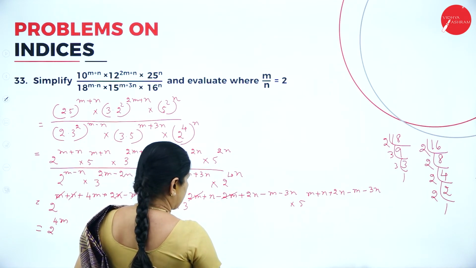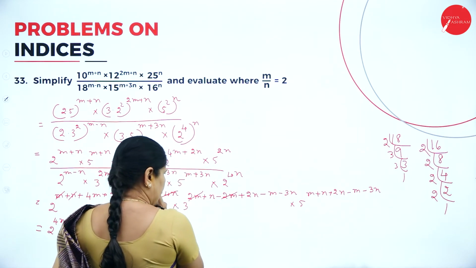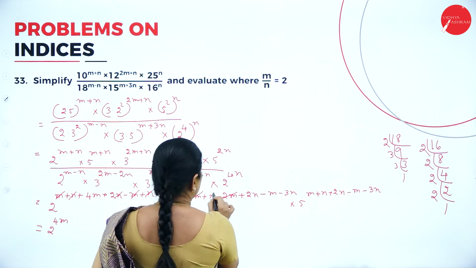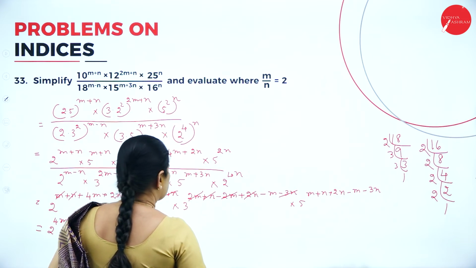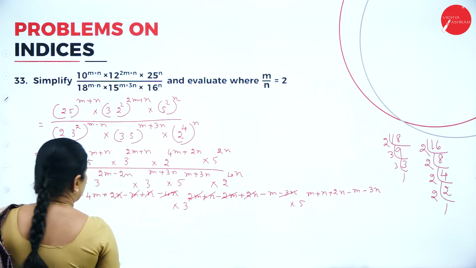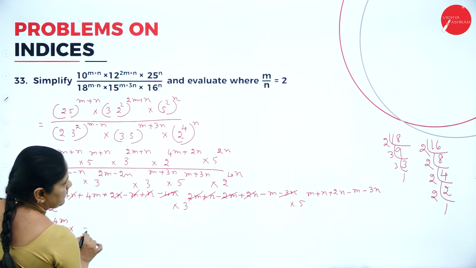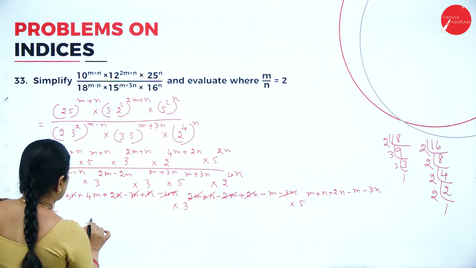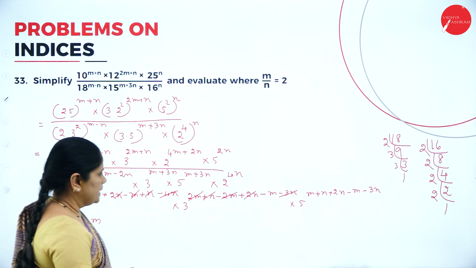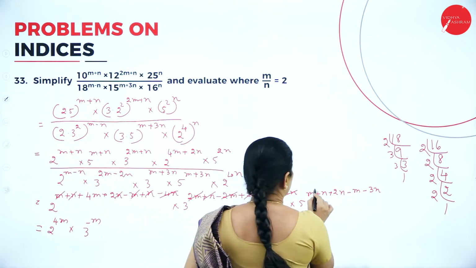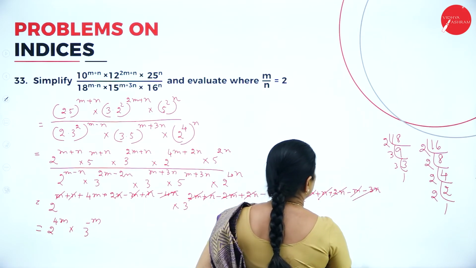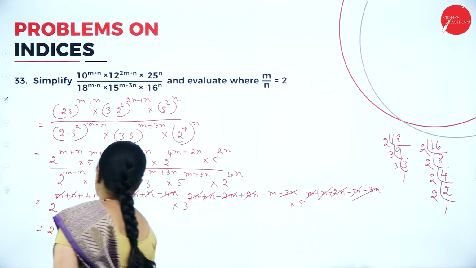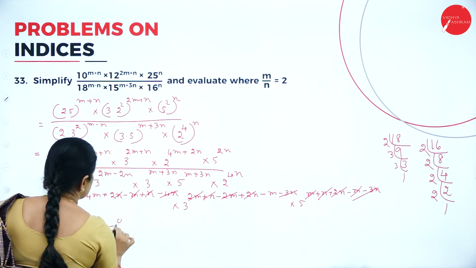Then I have here 2n plus n, 3n, and it gets cancelled by minus 3n. I am left with into 3 to the power of minus m. Then next I have plus m, minus m gets cancelled. Then this 3 gets cancelled. So into 5 to the power 0.